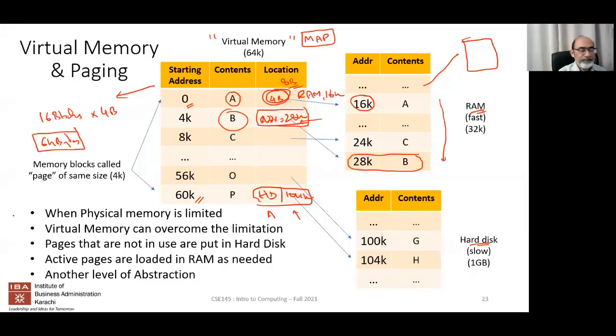So essentially what we've said is that when physical memory is limited, you might want to use virtual memory and paging, and virtual memory overcomes this issue. Pages that are not in use are put on the hard disk. As I explained, anything that you're not using for a while, you can simply swap onto the hard disk, and active pages are loaded in RAM as needed. So this is sort of like another level of abstraction. If you remember the concept of abstraction, instead of directly addressing your memory, you're going to first use a map to be able to get to the actual location.